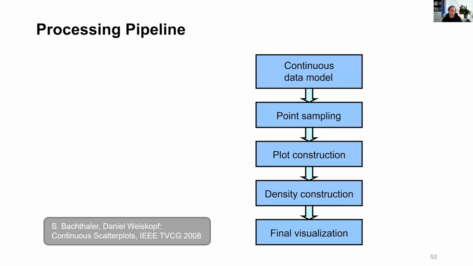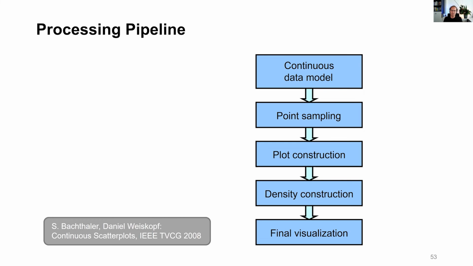And you could also see the problem from this perspective. So what we've taken so far is the following steps. So first, we sampled from the continuous data model. Then we reconstructed the plot, in our case, the scatter plot. And after that, a density version was produced. And this was our final visualization. So that's a general observation of how this process worked.